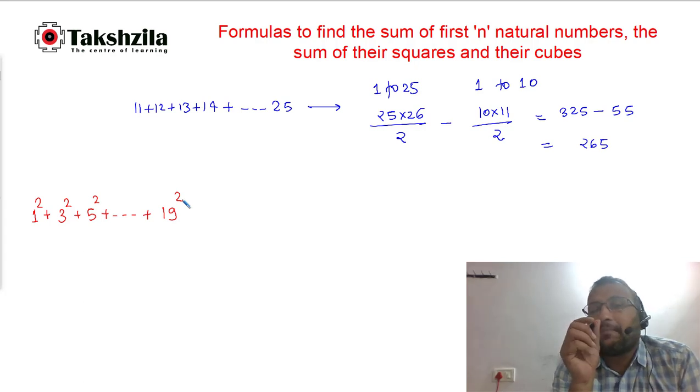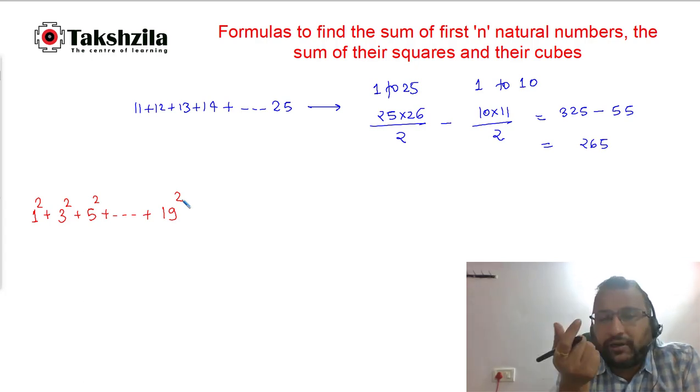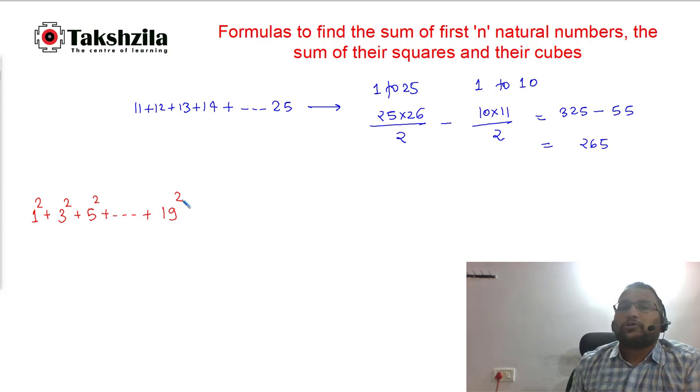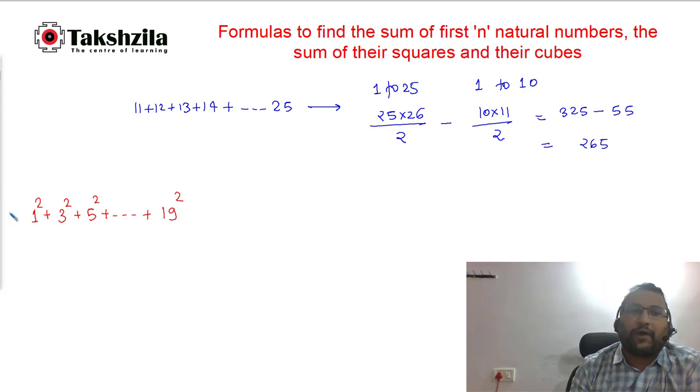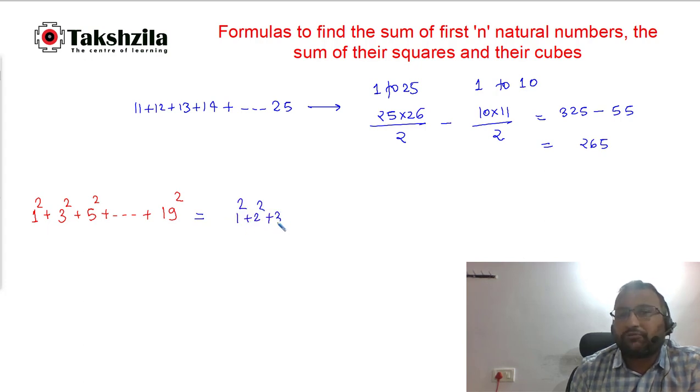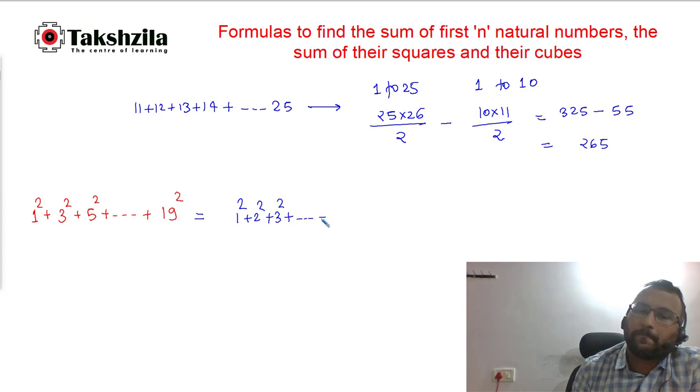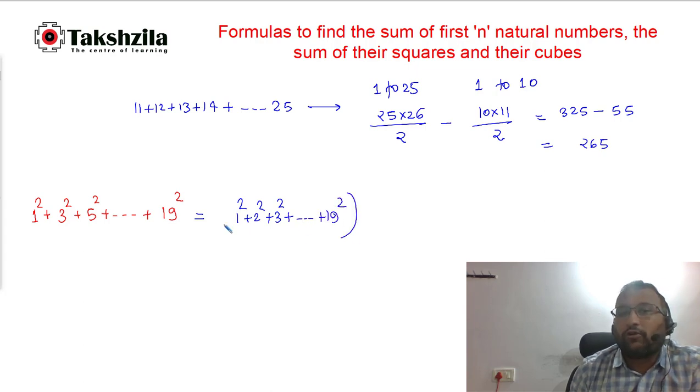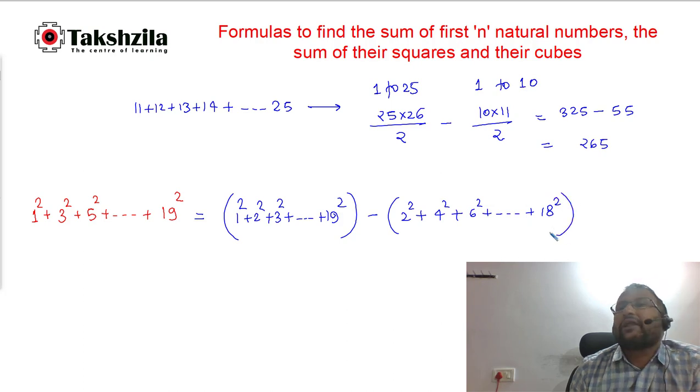Now here some middle terms are missing. Here 2 square is missing, 4 square is missing. So how to find the sum here? Let's have a look at it. This sum is equal to 1 square plus 2 square plus 3 square till 19 square. From this addition, what we don't want? We don't want 2 square, we don't want 4 square, we don't want 6 square. Similarly, we don't want 18 square. So this is our answer here.